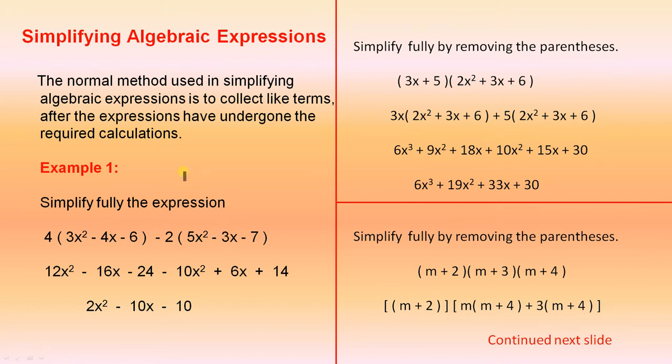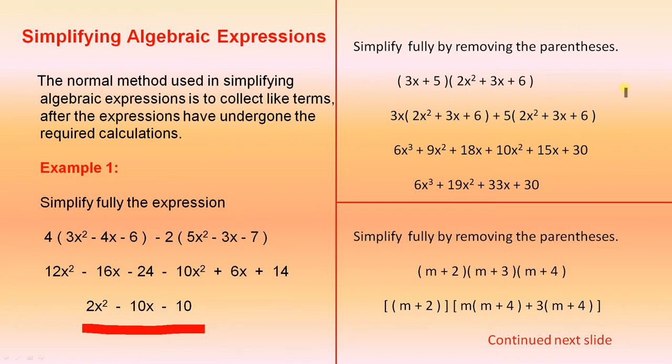Example 1. Simplify fully the expression 4 outside of all those terms minus 2 outside of all those terms. Now when you remove the grouping symbols, you will have all those terms here, and what we do now, we have to collect like terms to arrive at the answer. So 12x squared minus 10x squared is 2x squared. Minus 16x plus 6x is minus 10x, and minus 24 plus 14 is minus 10. So that's the answer.